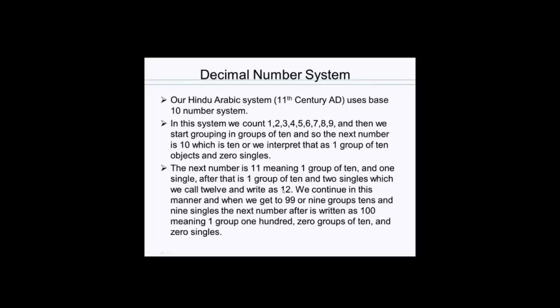Then we have 2 singletons and 1 group of 10, which represents 12, and then 13, 14, 15, and so on. We go all the way to 99, and when you add another object to this collection, you'll end up with 0 singles, 0 groups of tens, and 1 group of 10 tens, which is 100. And that's how you move in your decimal number system. So for example, 324 would be 4 singletons, 2 groups of tens, 3 groups of 10 tens, or 100s.